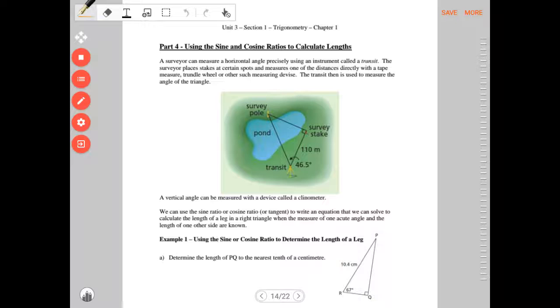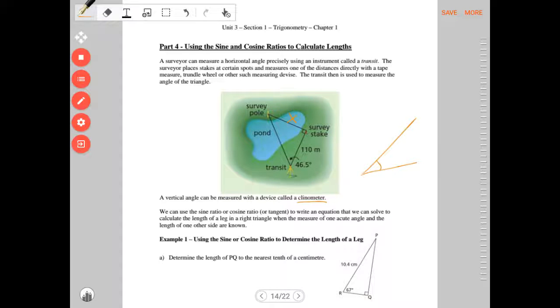Okay, then we can use indirect measurement to, say, measure the distance across the lake. Something like that. Okay, awesome. A vertical angle can be measured with a device called a clinometer. Okay, so that one measures angles going upward.